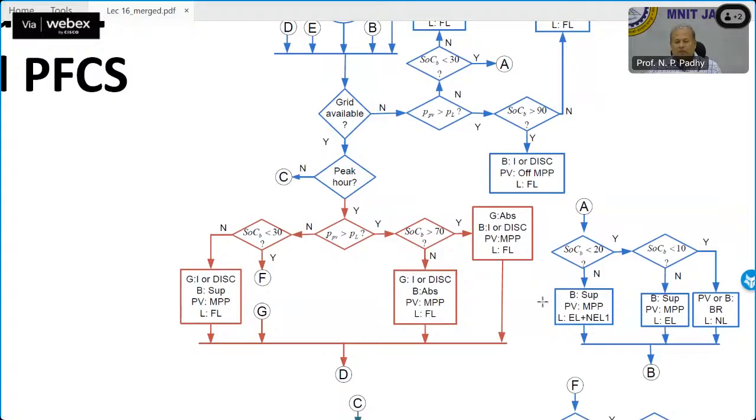And what is B? B means battery, idle, don't do anything, or discontinue. And what about PV? PV will operate at MPP. The load will be full load, PV will be at MPP, the battery will be disconnected, and the grid will start absorbing. So this is one simple logic.